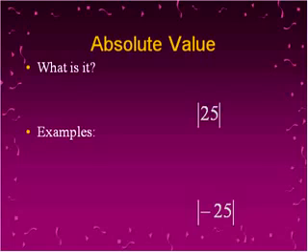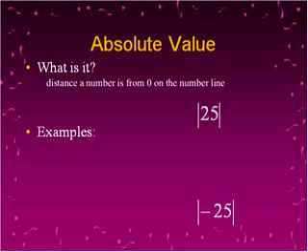So we're going to look at absolute value and what it is. Hopefully you've worked with absolute value in the past. If not, or if you just need to refresh your memory, we're going to write a definition here. Absolute value is the distance a number is from 0 on the number line. So you're looking at the distance a number is from 0 on the number line.